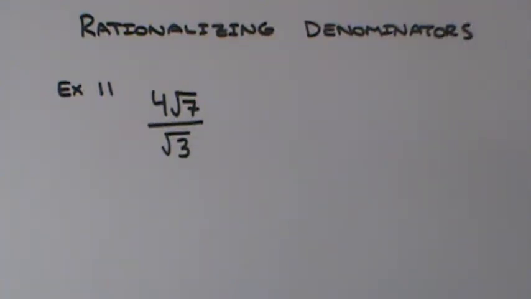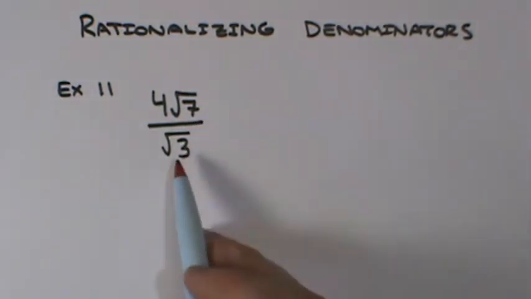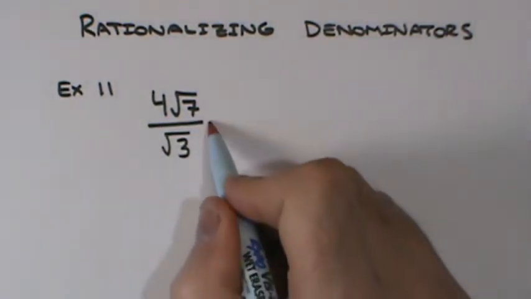Our third installment of rationalizing denominators. For example 11, we see 4 rad 7 over radical 3. This is an unstable relationship, so we would have to multiply the top and the bottom by rad 3 to stabilize our denominator.